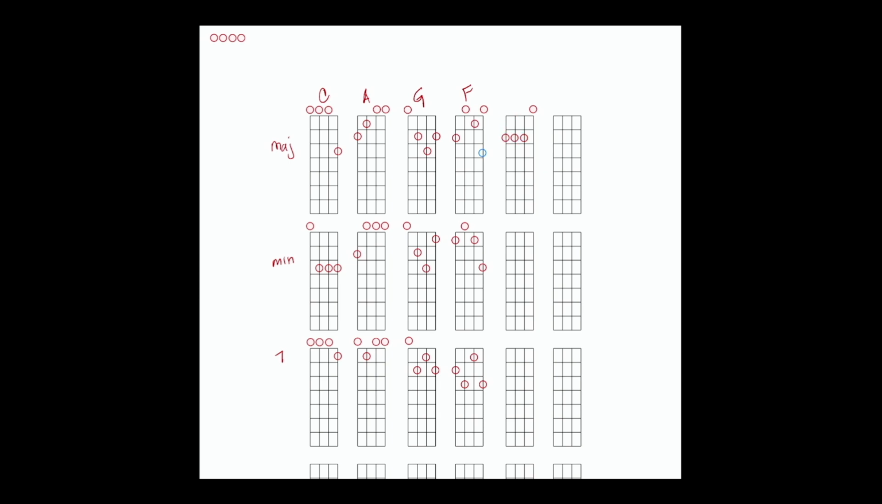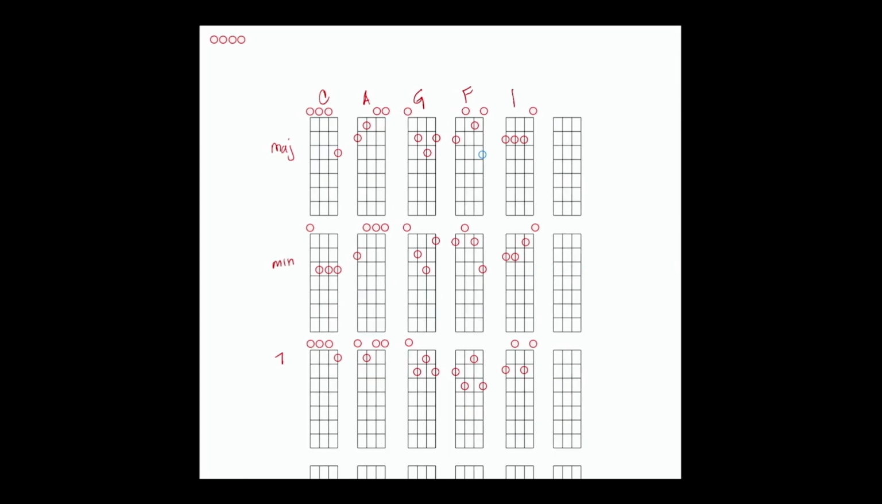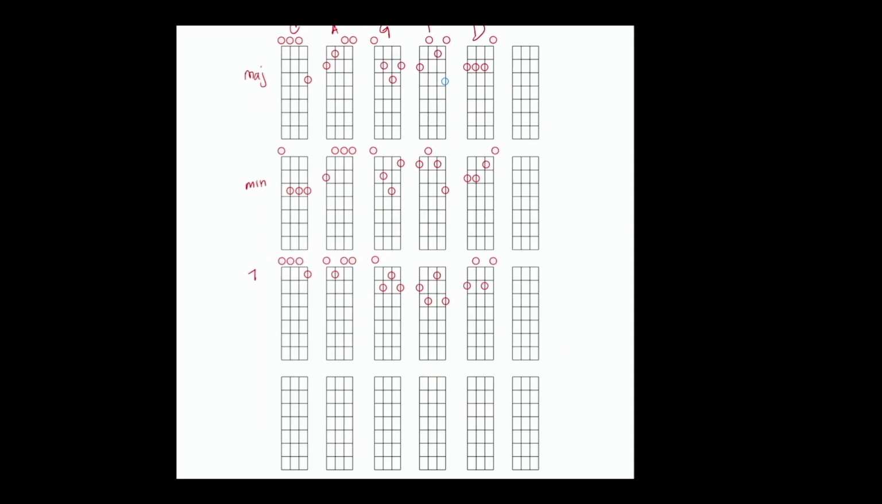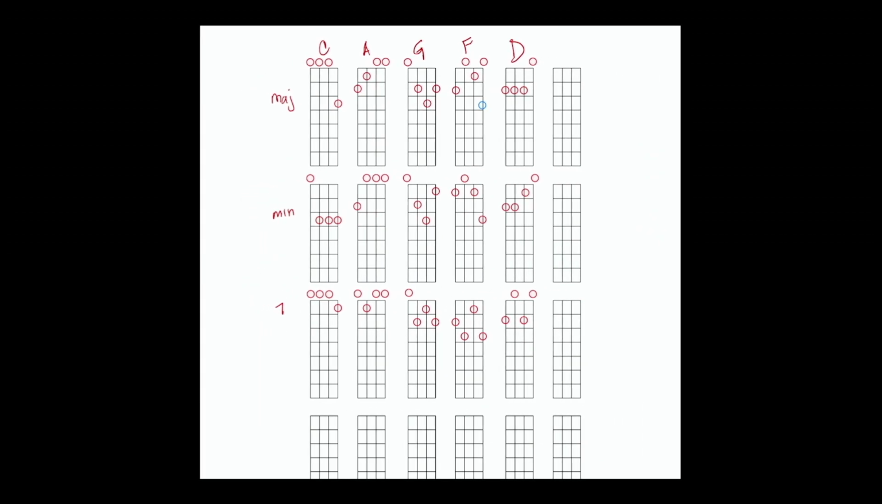Major, minor, and dominant. There you go. C shape, A shape, G shape, F shape, and D shape.